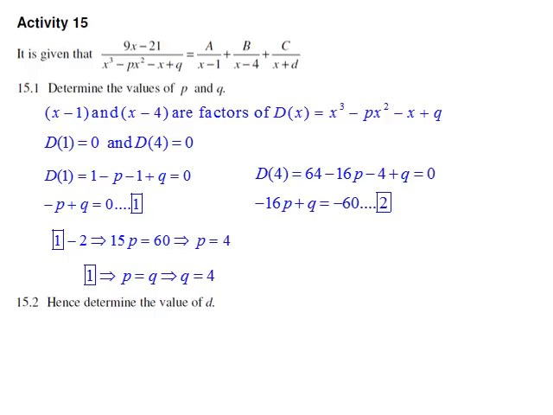Equation 1 will give me that p is equal to q, and therefore q must also equal 4. Now we're asked to determine the value of d. So we already know that our denominator is x cubed minus 4x squared minus x plus 4, and we also already know that we have factors x minus 1 and x minus 4. So we can very easily determine the last factor by inspection, which will give us x plus 1. And that means that the value of d is equal to 1.